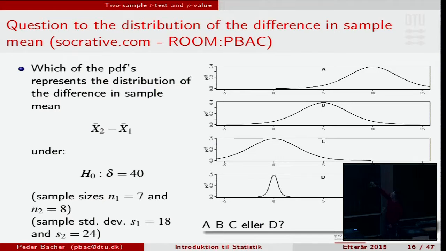And then I ask you which one of these probability density functions is the one that this difference, the probability distribution of this difference, can only be. Which one of these four do you think that is? Does that make sense? And you can talk to the guy or girl next to you. And when I write under the null hypothesis, then it means that I assume that the null hypothesis is true.